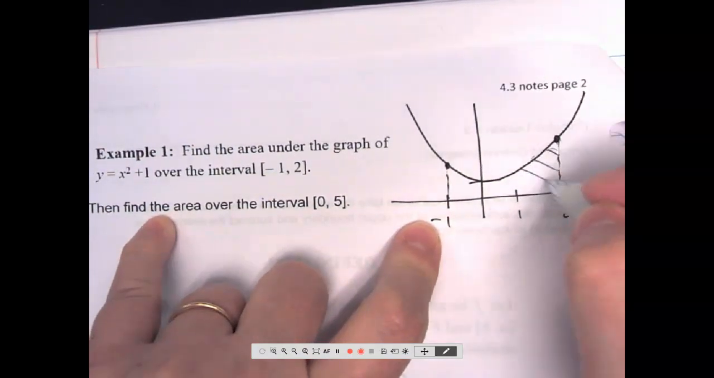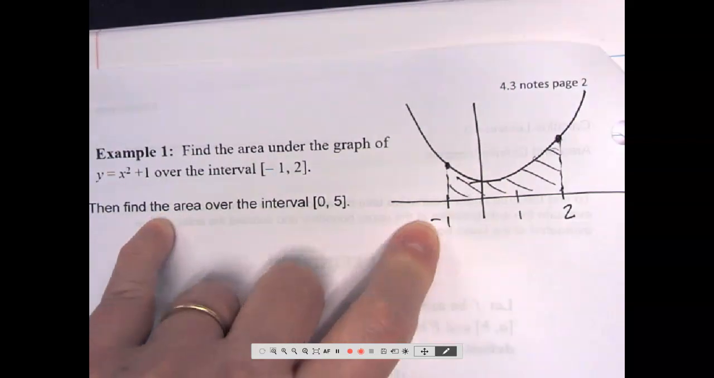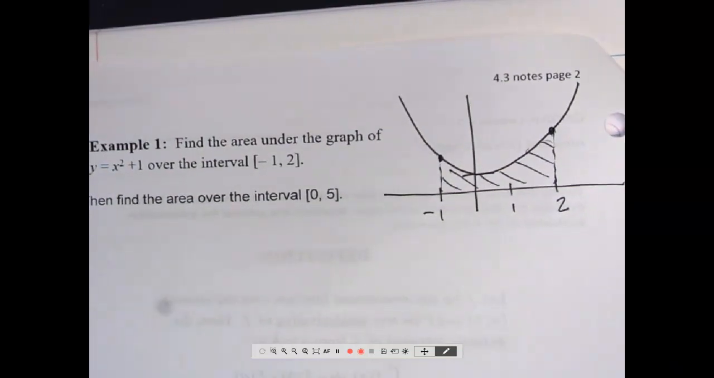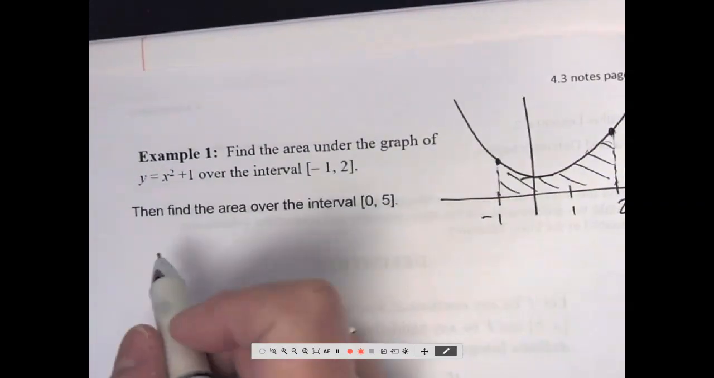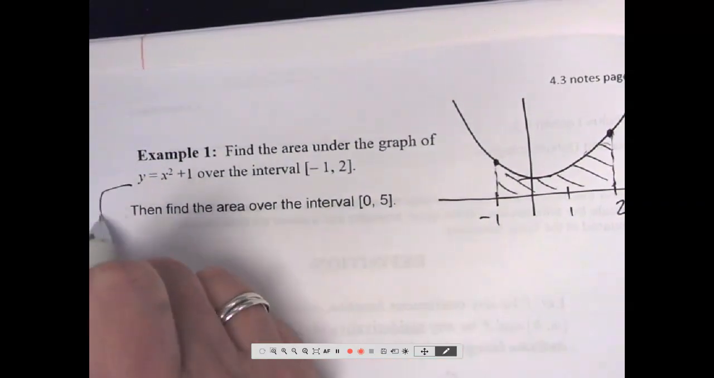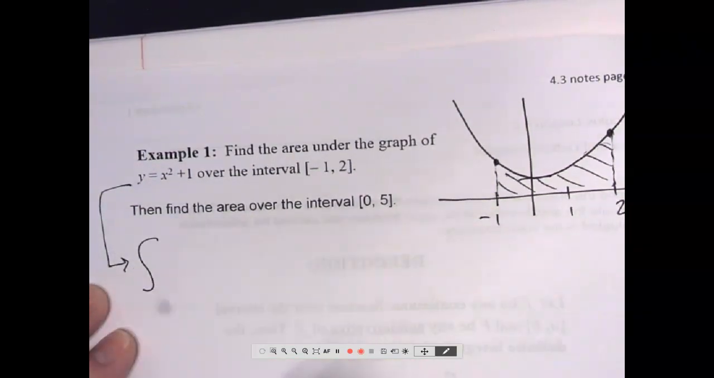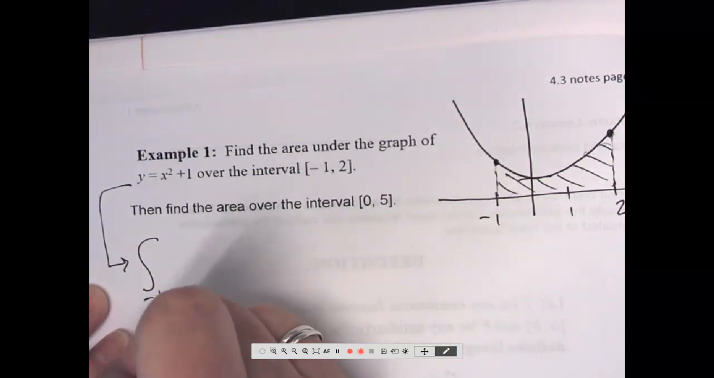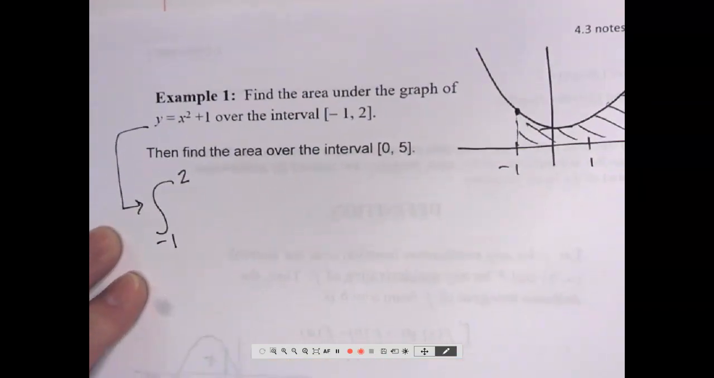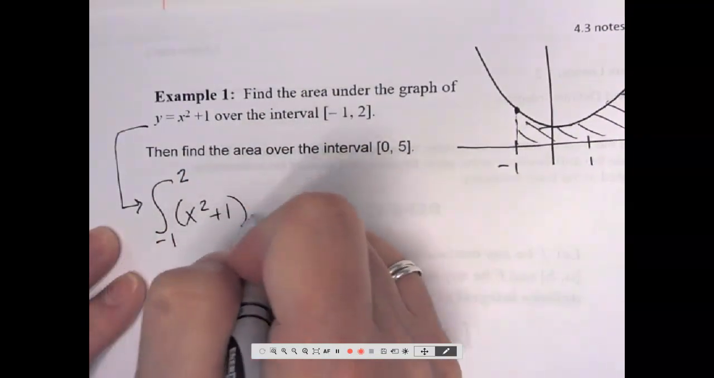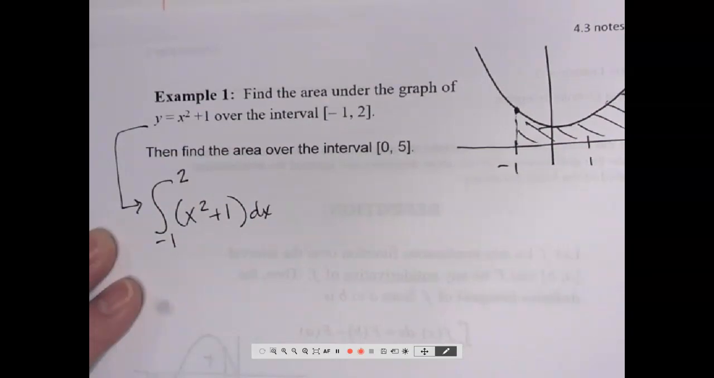I want the area here. Now, that is not a region that we have a geometric formula for. So using our antiderivatives, like we just talked about, we'll actually find the exact area. Okay, so I'm going to set up for this one right here, and then we'll take care of that one in a minute. The integral from -1 to +2 of this function, x squared plus 1 dx.